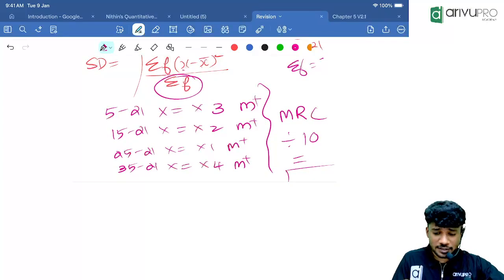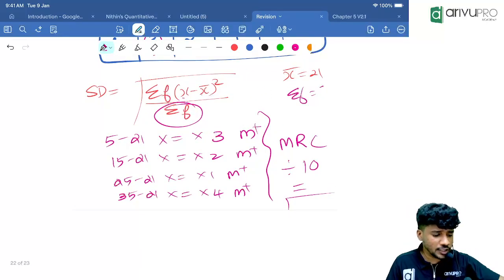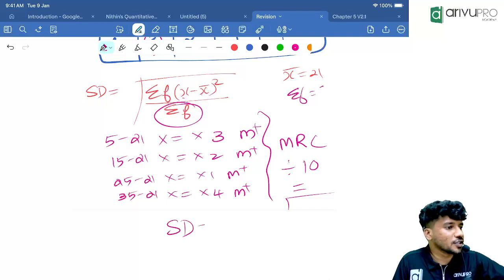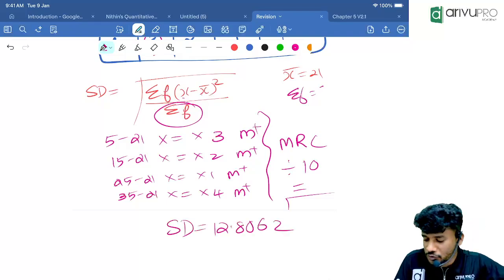Some people are getting 12. Some people are getting 14. Just check again. Everyone do it along with me. Clear the memory. 5 minus 21 into equal to multiplied with 3, M plus. Then 15 minus 21 into equal to multiplied with 2, M plus, then 25 minus 21 into equal to multiplied with 1, click M plus, then 35 minus 21 into equal to multiplied with 4, click M plus, MRC, then divide by what people, divided by 10, then click equal to, then finally click root. 12.80. Correct. 12.8062 something you are getting.